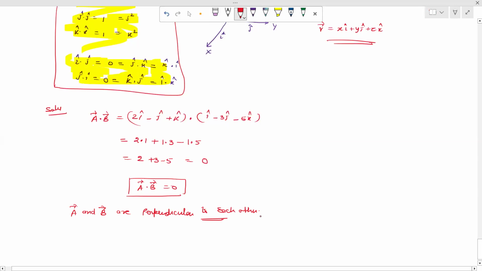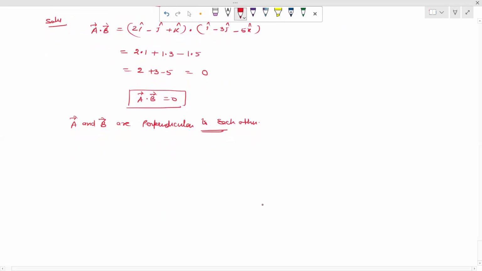Now we move to the next problem based on the dot product. So we take question number 2: find the angle between two vectors.